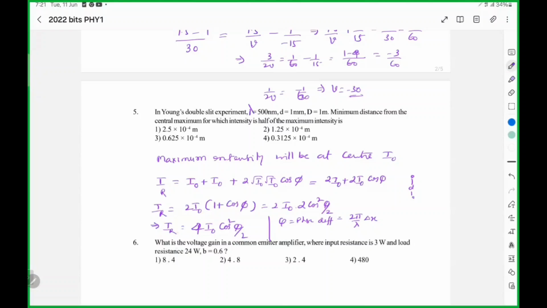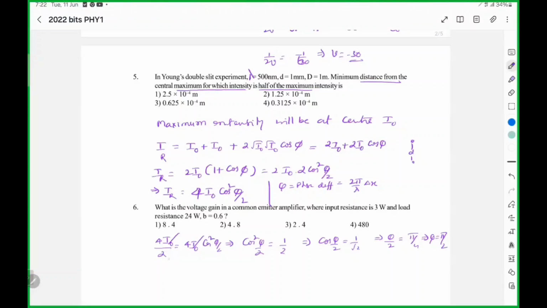So let us calculate I R. He said minimum distance from the central maximum at which intensity is half of the maximum. So I R I will take as 4 I naught by 2. This is the maximum intensity, which is equal to 4 I naught cos square phi by 2. Cos square phi by 2 is half, cos phi by 2 is 1 by root 2. Phi by 2 is pi by 4. Phase difference is pi by 2.